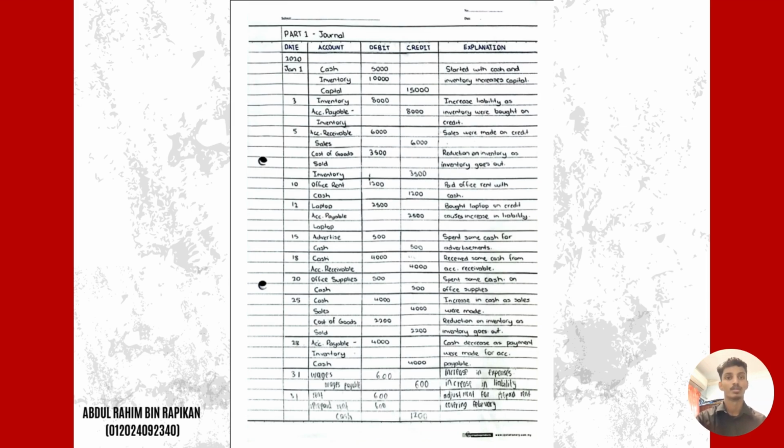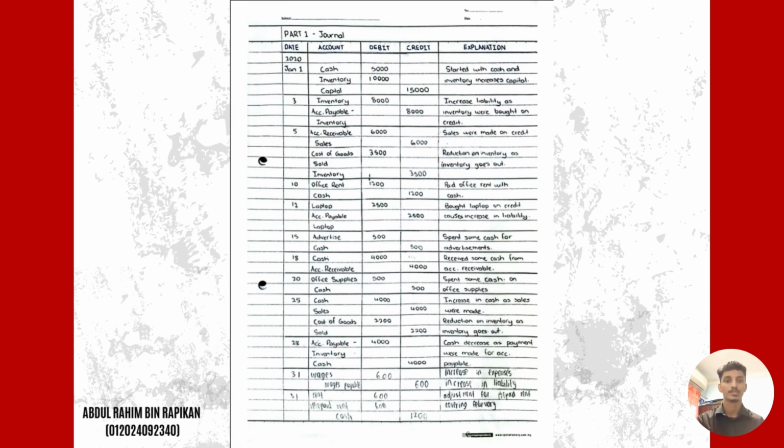because it's on credit. For the 5th January, sales were made on credit, so it's considered as our sales also, and because it's on credit, they'll have account receivable, which amount is 6,000. So the cost of goods sold 3,500 from inventory, we will debit it because it's on the SOPL, and the inventory will decrease, so it will be on the credit side.